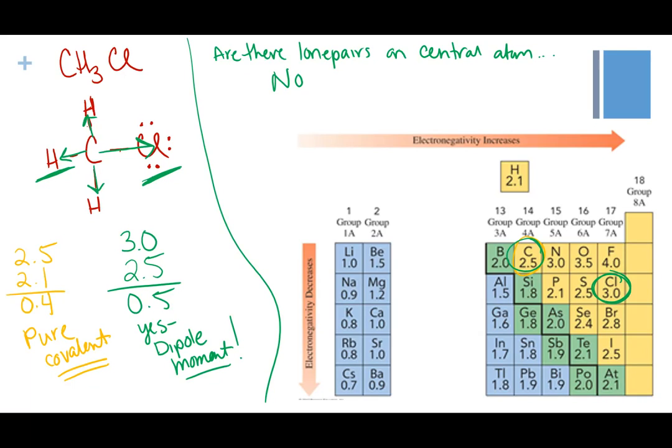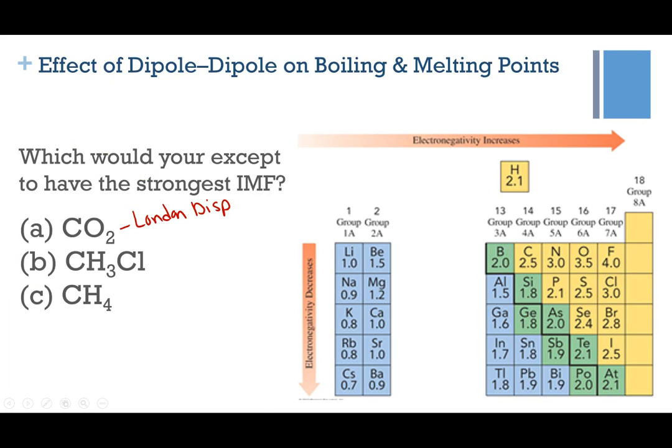So even though there's no lone pairs on the central atom, the fact that they are not all the same atom attached is going to lend itself to being a polar molecule. So is this a polar molecule? Yes, it is a polar molecule because of this chlorine pulling this way. It's got one side that's a little bit heavier than all the others. Okay. So we've got a polar molecule.